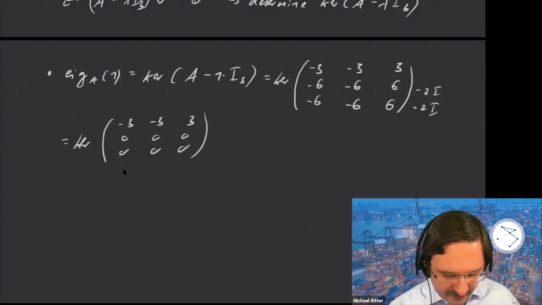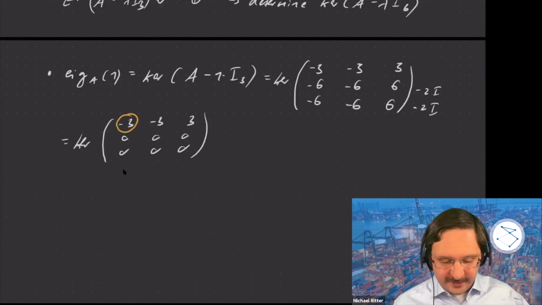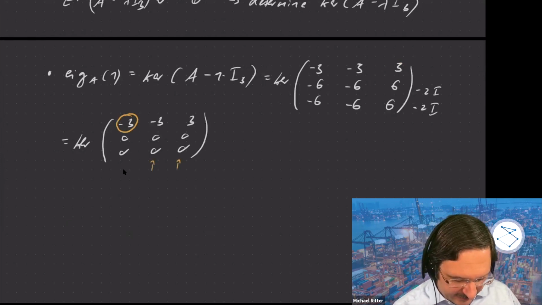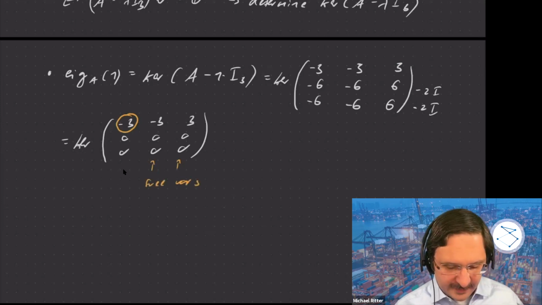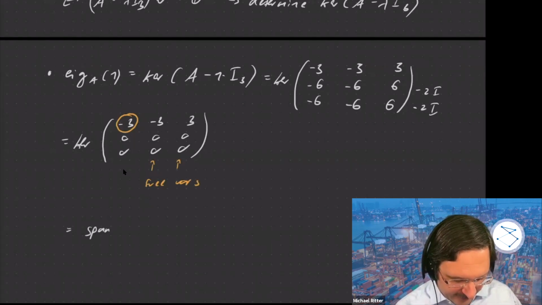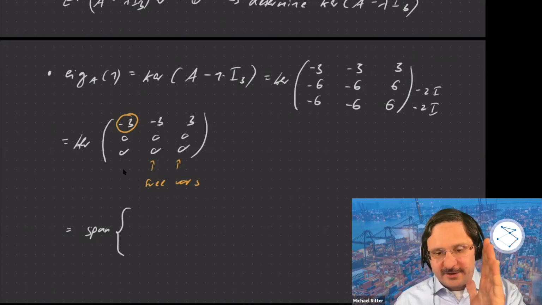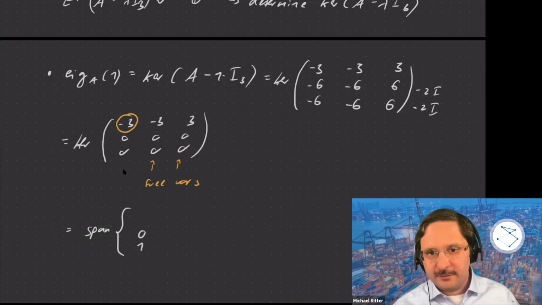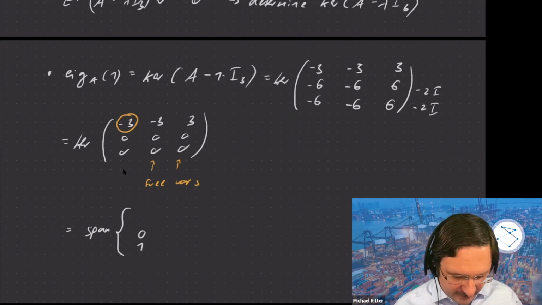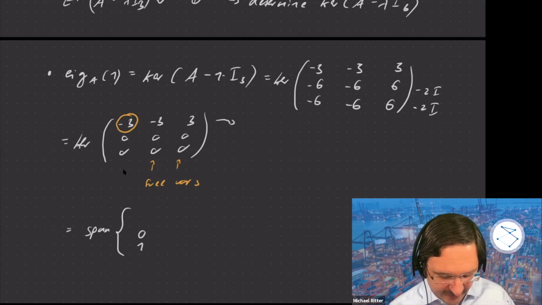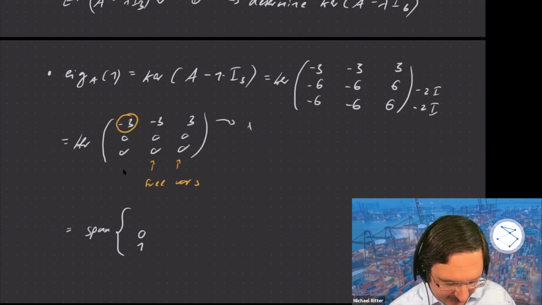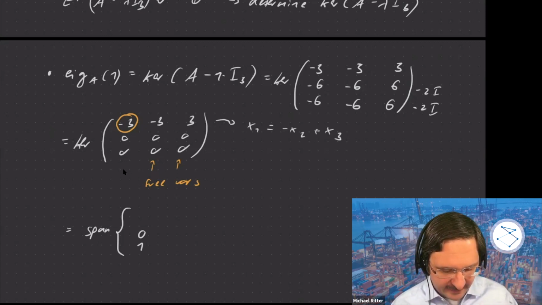So what do we have here? Well, this here is our pivot element. These 2 columns correspond to free variables. That means we get a 2-dimensional eigenspace. So let's try to write that down. This is spanned by, let's start with setting the third variable, x3, to 1 and x2 to 0. And then x1 can just be determined through this row here. That says x1 is the same as minus x2 plus x3, right?